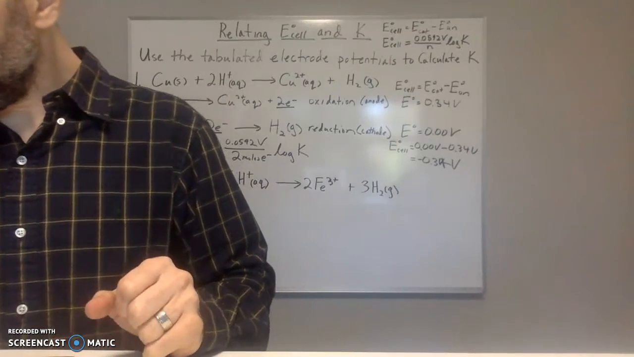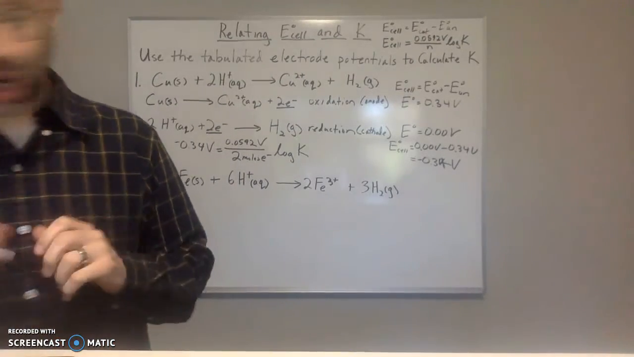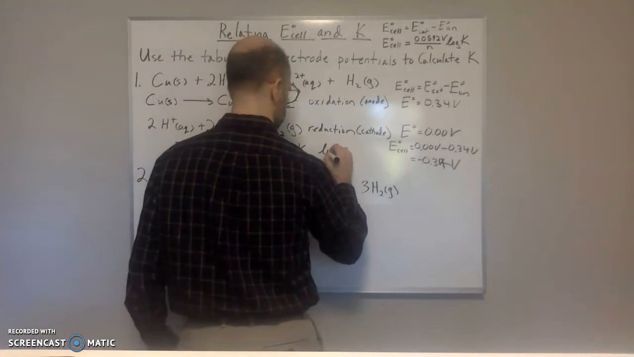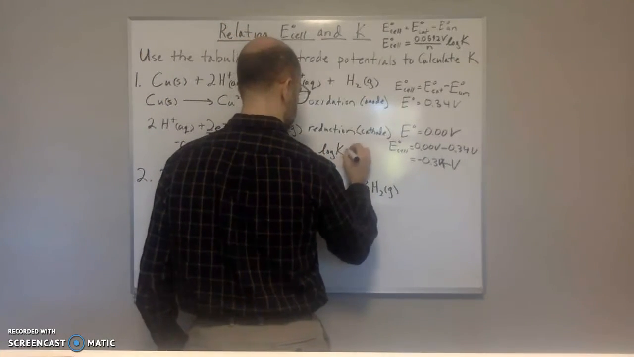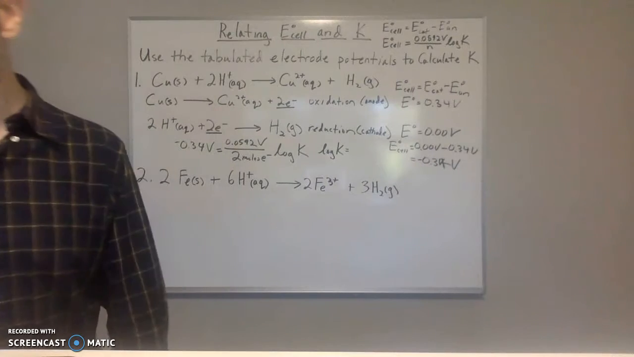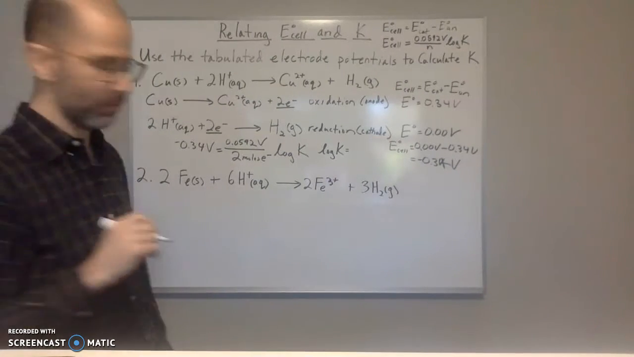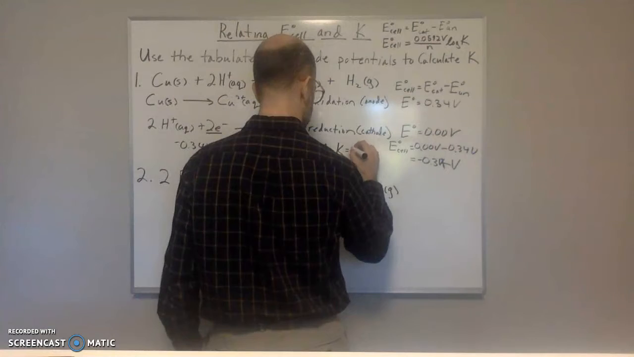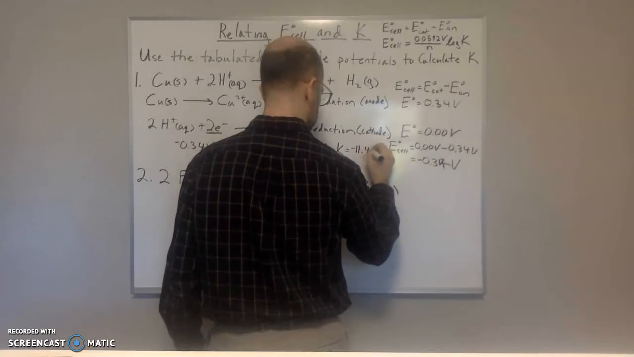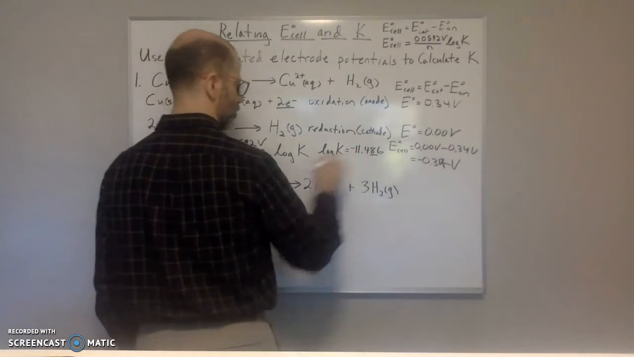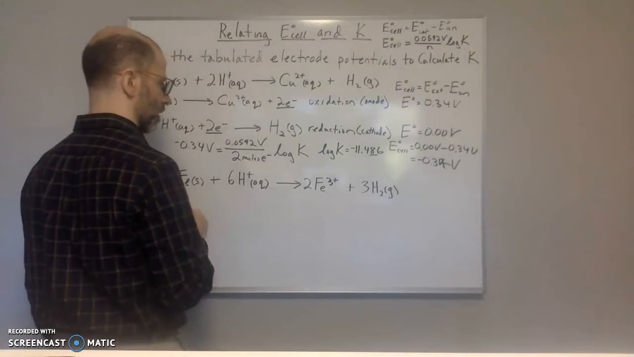Alright, so what we end up getting is that the log of K, so then you solve this, you get the log of K is equal to negative 11.486. We keep an extra digit just in case for rounding errors.